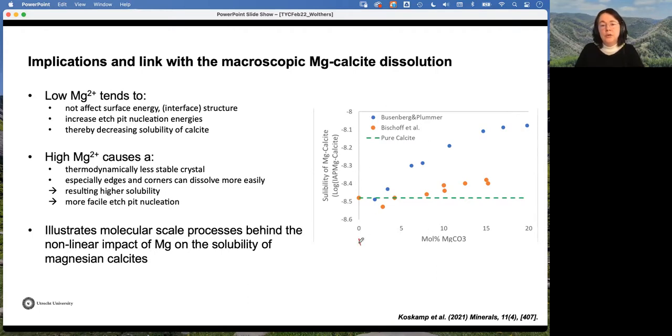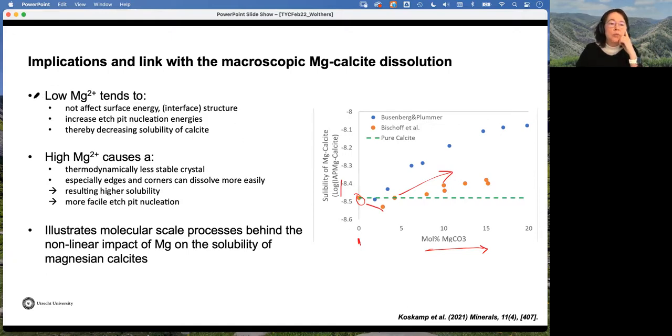So here on the x-axis is pure calcium carbonate, and we're increasingly having more and more magnesium in the calcite crystals. We see that the solubility, so this is the log of the solubility constant, also shows this nonlinear behavior that I mentioned before. So pure calcite has this solubility. With a little bit of magnesium incorporated, we see a little dip in solubility, and then we see that solubility increases. And this has been puzzling for quite some time. And what we see in our MD simulations gives an insight into this kind of behavior.